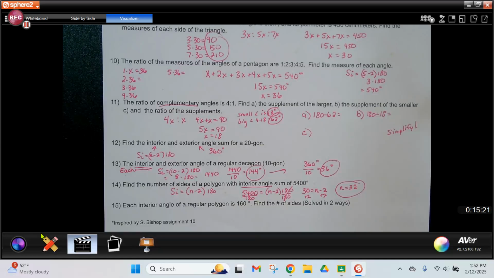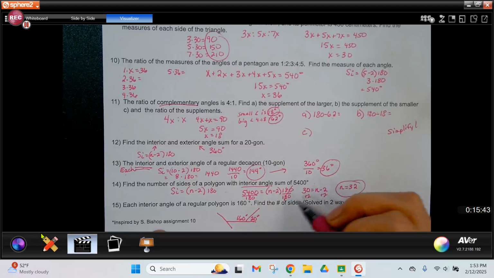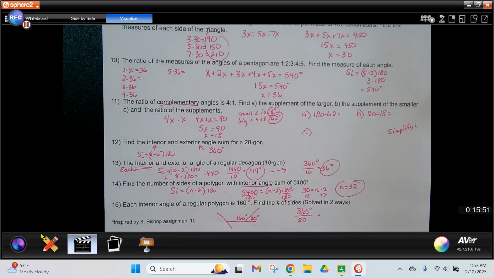And number 15, if each interior angle of a regular polygon is 160, find the number of sides. I'm going to show you the easy way. So we write an unfinished gon, and the interior angle is 160, and this is a regular polygon, so every angle is going to be 160. Well, that means the exterior angle is 20. So to find the number of sides, I can just take 360 for my exterior angle sum, divide by 20, and that's going to tell me how many sides or angles it has. That's 18. It's going to have 18 sides.